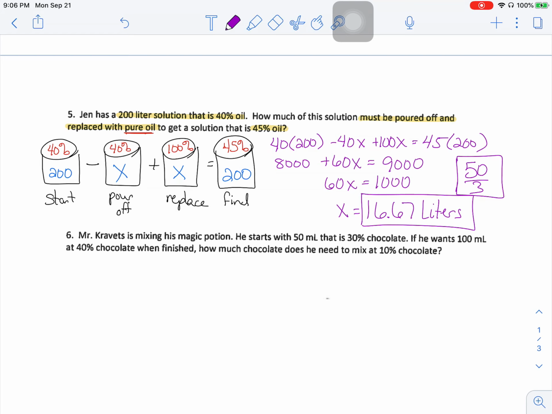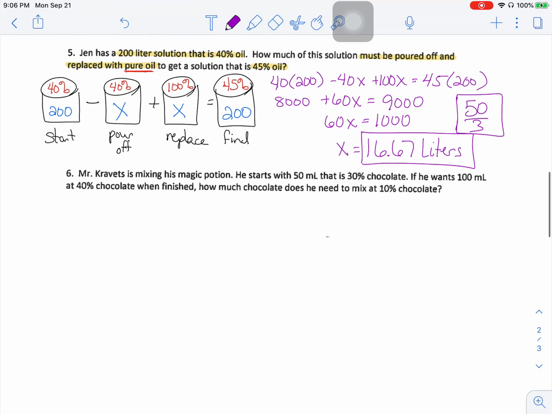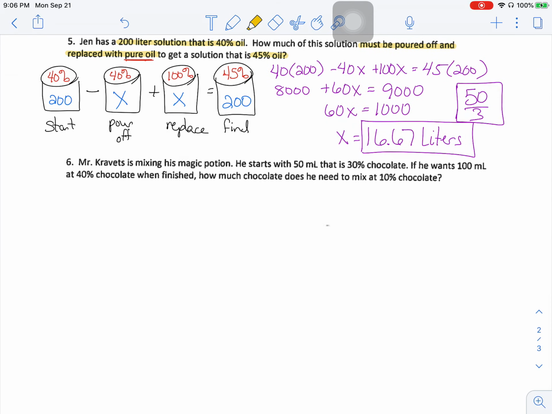All right. Okay, so let's go to the last one here. Number 6. Mr. Kravitz is mixing his magic potion. He starts with 50 milliliters, that is 30% chocolate. He wants 100 milliliters at 40% chocolate when he finishes. How much chocolate does he need to mix at 10% chocolate?